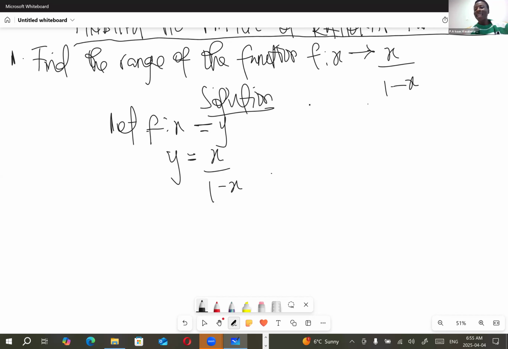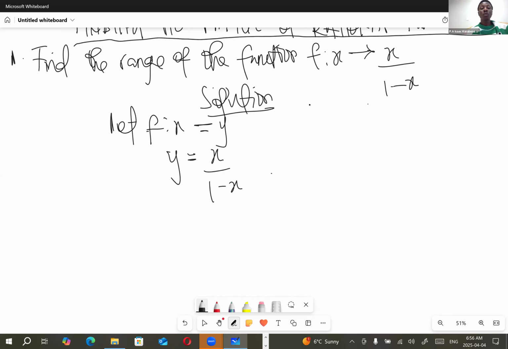At this juncture, our interest is in x. We're looking at any possible value that makes x defined, that makes sense when slotting in for x. So we are going to make x the subject here. How would we do that? You're a science student, this should be quite easy. We cross multiply, isn't it?